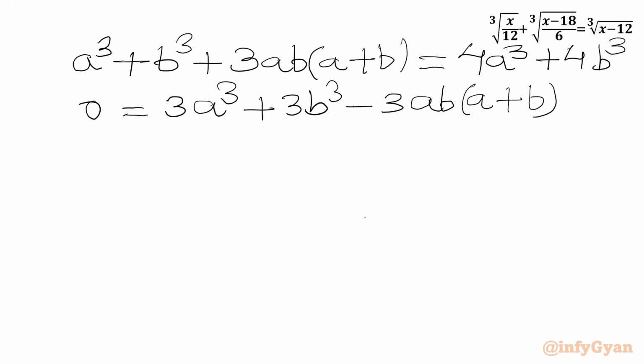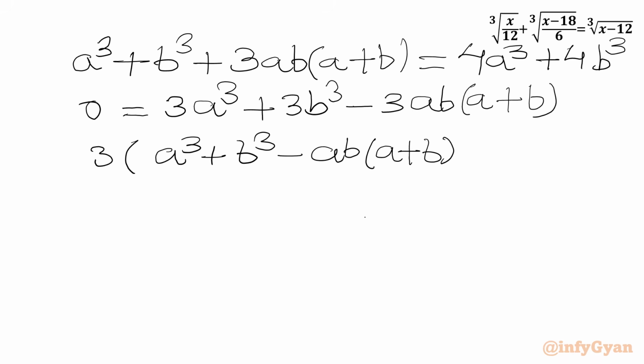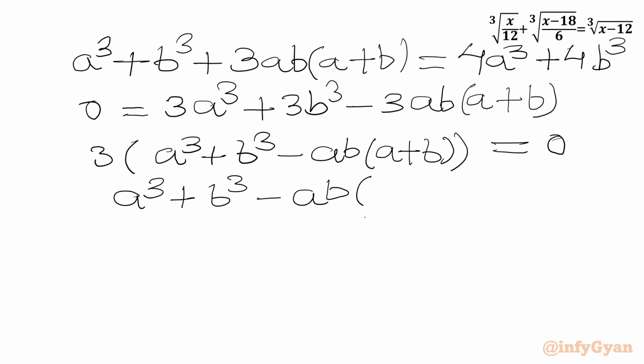Now we can take 3 common. So I will write 3 is common in the bracket. There will be a cube plus b cube minus ab times a plus b. This must be equal to 0. Or we'll be writing a cube plus b cube minus ab times a plus b equal to 0.